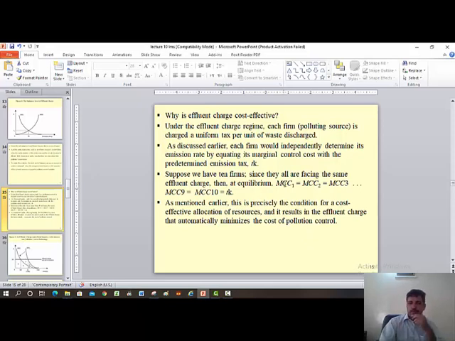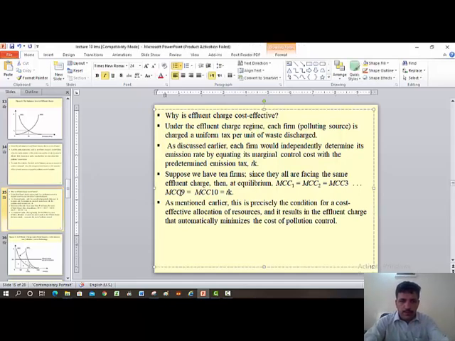That is, we have 10 firms, so MCC1 is the marginal control cost of firm number 1, MCC2 is of firm 2, MCC3 of firm 3, and so on up to MCC9 and MCC10, all equal to TK. All the 10 firms, having different marginal control costs like MCC1, MCC2, MCC3, and so on up to MCC10, will each try to equate its marginal control cost to the effluent charge, that is TK, in order to get the optimum level of pollution and optimum level of effluent charge. As mentioned earlier, this is precisely the condition for a cost-effective allocation of resources, and its result is that the effluent charge automatically minimizes the cost of pollution control.